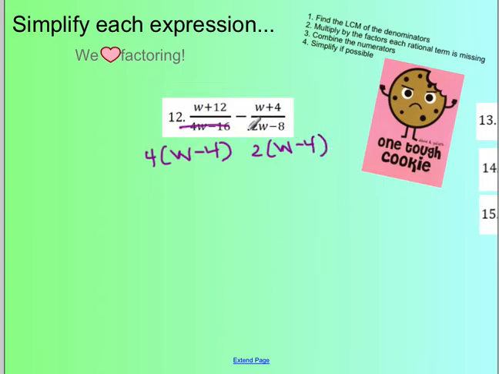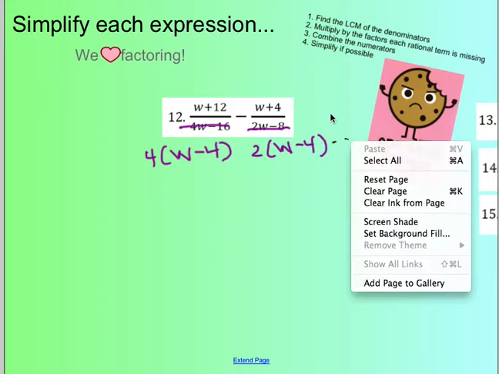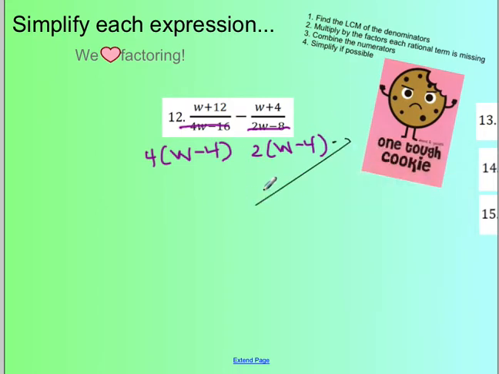Now I would say, well, what is my least common denominator? Well, they both have a w minus 4, and then they have a 4 and a 2. So all I really need to do is get this one to be a 4 out in front. Well, 2 times 2 is 4, so I'm going to multiply this by 2. Okay, so I'm going to write it all at once, so just be careful because it's subtraction.